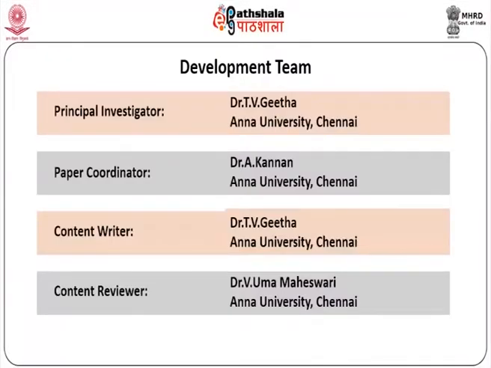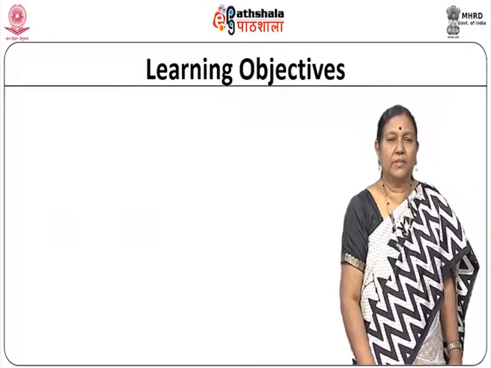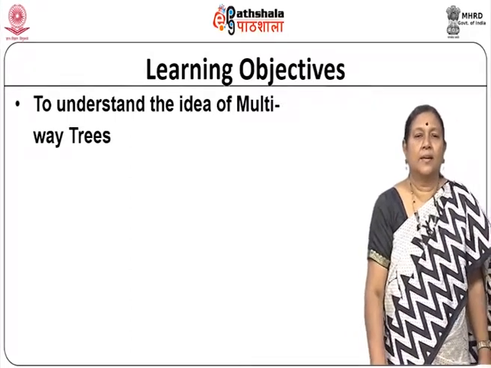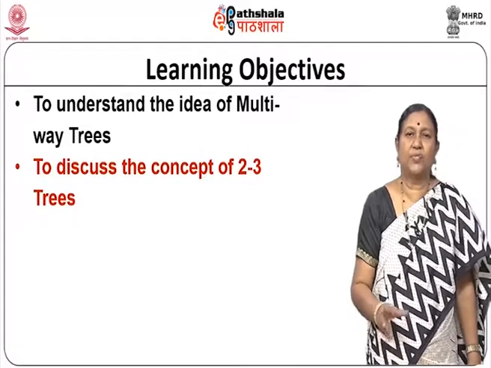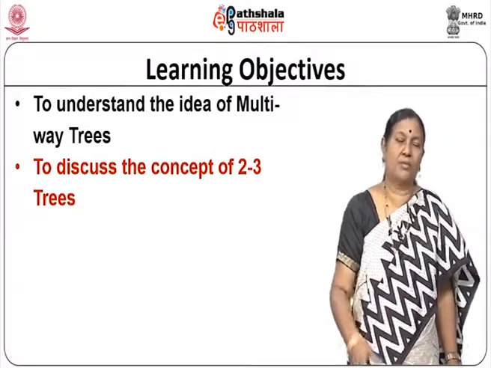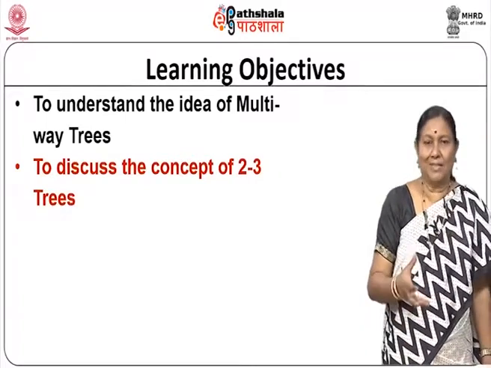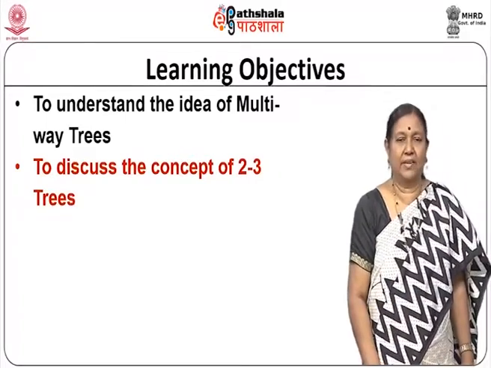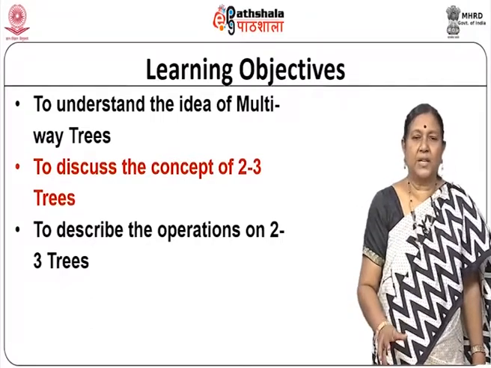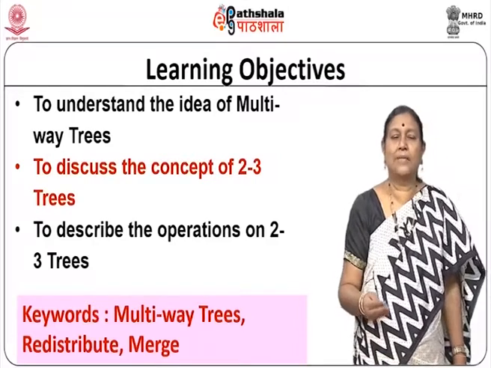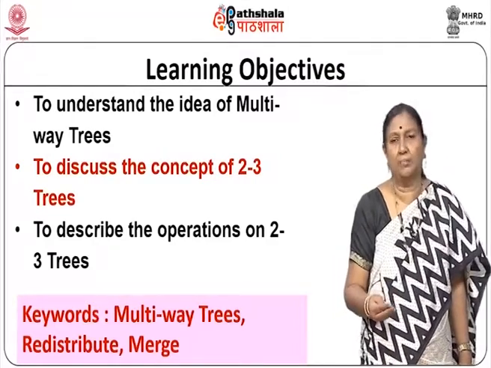These are the people responsible for the development of this module, and now let us look at the learning objectives. The learning objectives of this module are to understand the idea of multivariate trees, to discuss what 2-3 trees are, because this is the first time we are looking at balance. It is actually balanced multivariate trees. Then we describe the operations on 2-3 trees. The keywords are: multivariate trees, redistribute and merge.